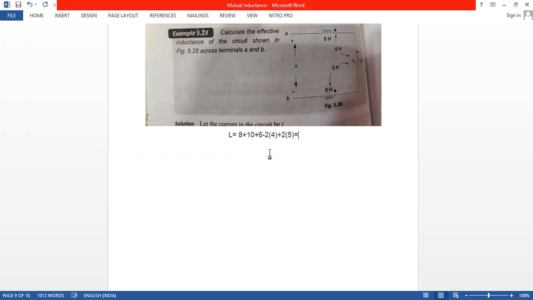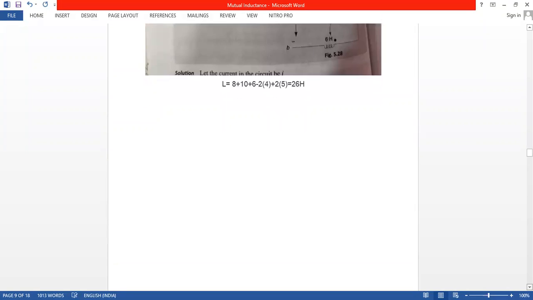Check, anyone. Add and subtract. Yes, sir, the answer is 26. We have to write H, Henry's, no other unit. Answer is 26. So all of you try this one at home.